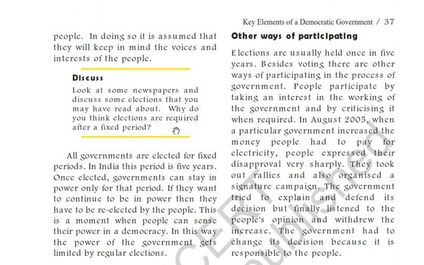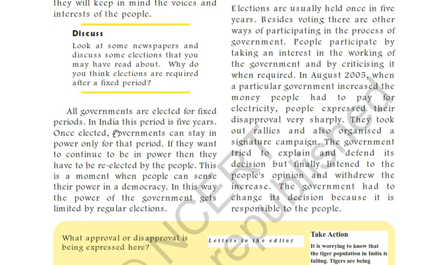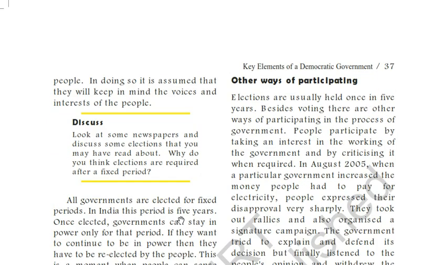Why do you think elections are required after a fixed period? All governments are elected for a fixed period. In India, this period is 5 years. Once elected, governments can stay in power only for that period. And if they want to continue to be in power, then they have to be re-elected by the people. This is a moment when people can sense their power in a democracy. And this way, the power of governments gets limited by regular elections.